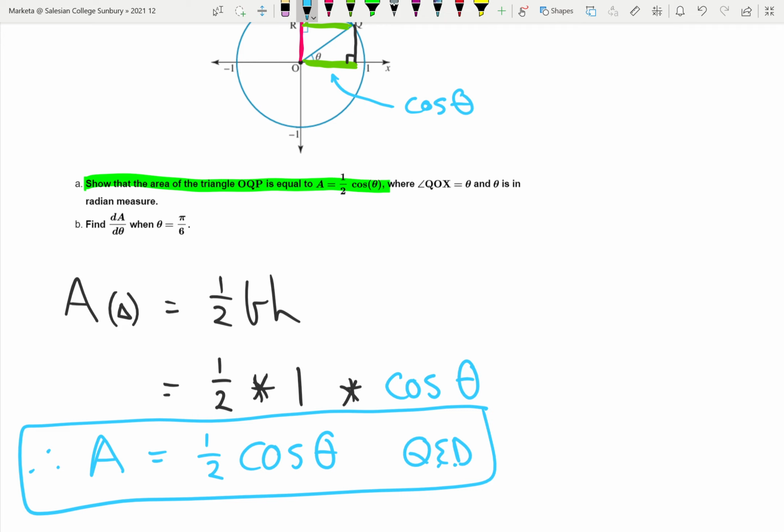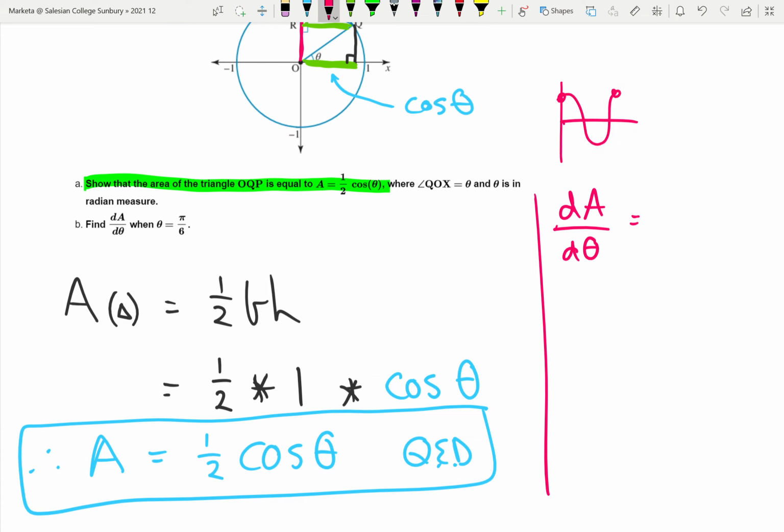Now they're asking us to find the derivative when theta is pi on 6. So if we're trying to find the derivative when it's pi on 6, we're going to need the derivative. So dA over d theta is going to be, well, let's think about cos like we did in the last video. Cos looks like this. And of course, that means that you're going down the hill, so it's negative sine. So there's nothing to differentiate here. The derivative of theta would just be 1. So we're going to have negative half sine theta, and then, well, now we can just sub in the value.